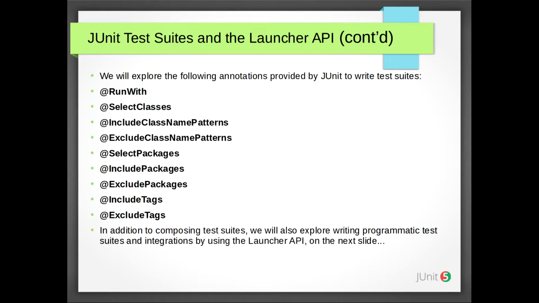Please note that the test suite API is stuck at the JUnit 4 level and therefore cannot take advantage of the new kind of features of JUnit 5. It hasn't been brought up to the level of JUnit 5 and it does not take advantage of the new Jupiter platform. However, it is still a very robust and powerful way to write declarative test suites using annotations. In addition to composing test suites, we will also explore writing programmatic test suites and integrations by using the Launcher API, which we will talk about on the next slide.